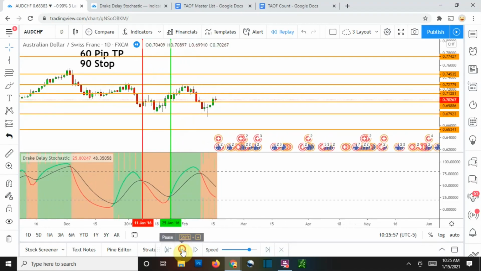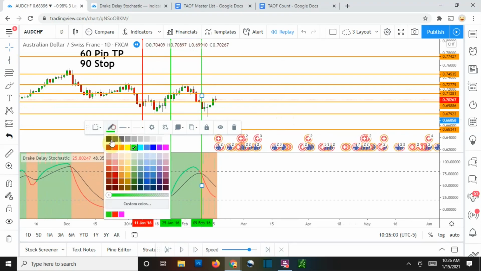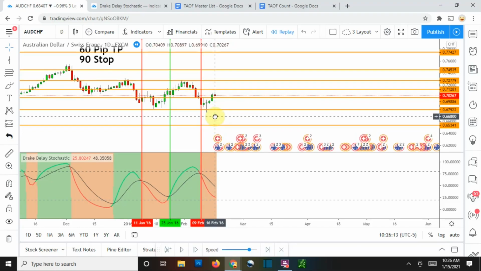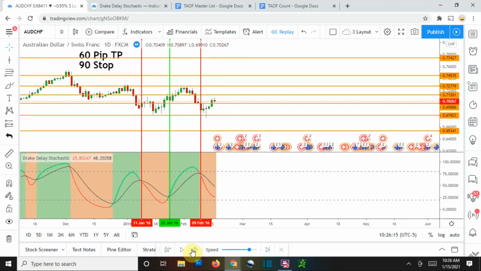Now we pick up a short right here on this one, and once again we get a rejection of this lower area of support. It rejects and bounces itself back up, stopping us out.